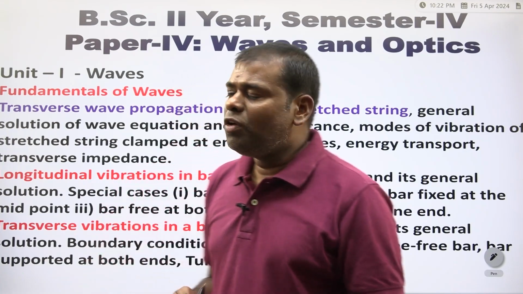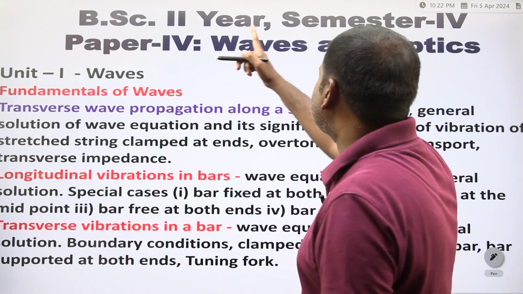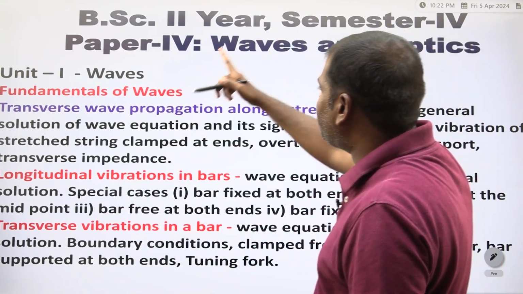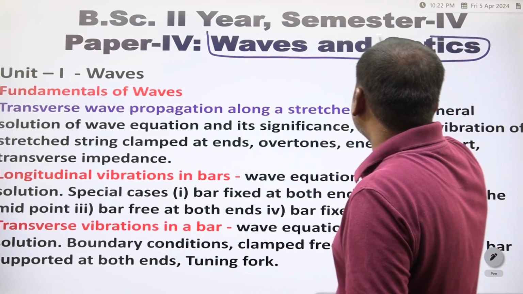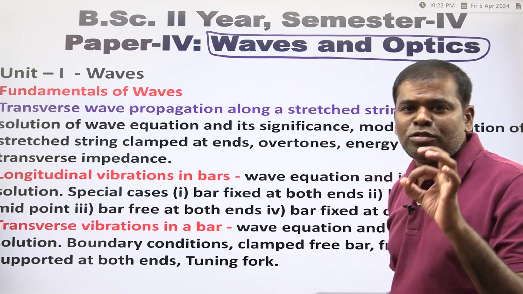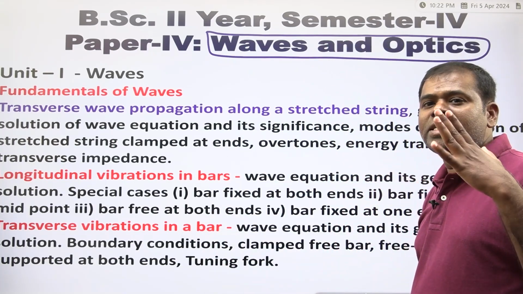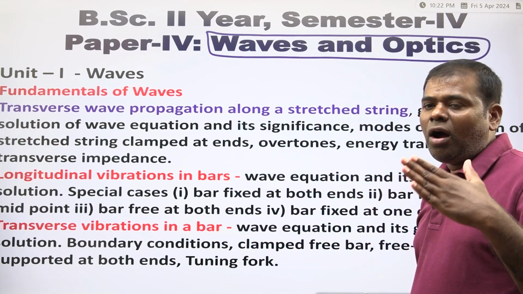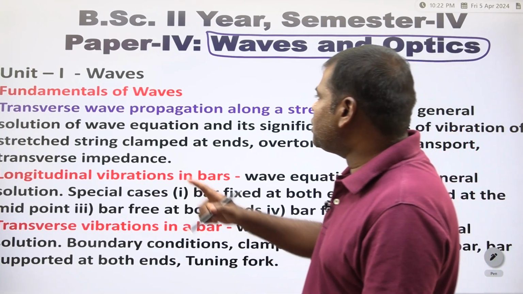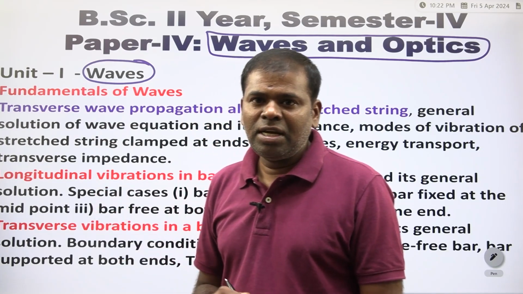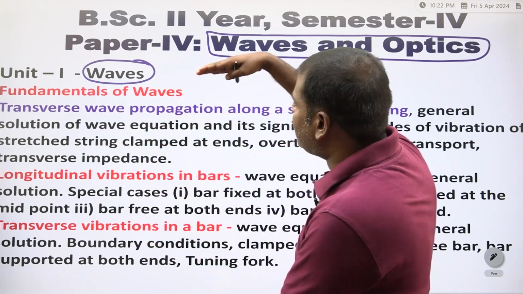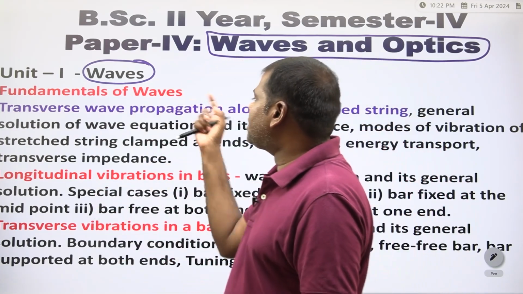Clear? Once we have to see BSc second year semester 4, paper 4. The title is Waves and Optics. 1 unit belongs to waves and 3 units belong to optics. First you have to see the first unit, which belongs to waves. In the syllabus, first, fundamentals of waves.